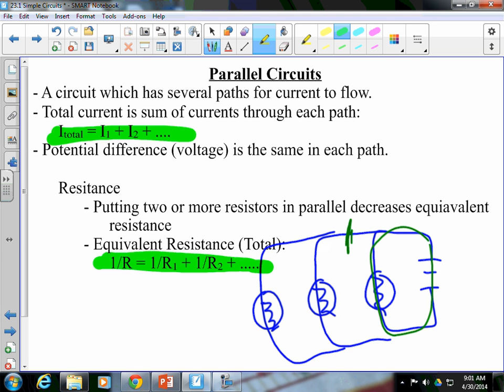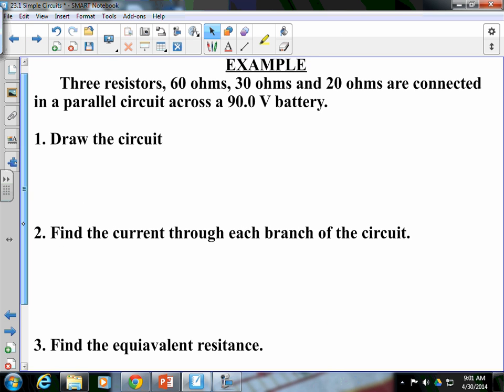With parallel circuits, we have to take 1 over R total is equal to 1 over R1 plus 1 over R2 plus 1 over R3, depending on how many resistors there are. So 1 over R total is equal to 1 over R1 plus 1 over R2. Now, this varies much differently than a series circuit, and we figure this out much differently than a series circuit. So first things first, let's look at this problem.